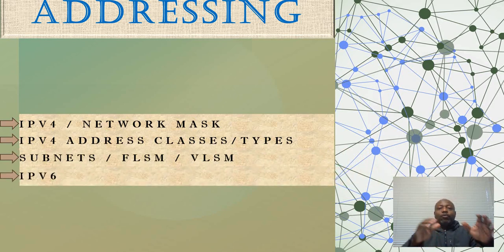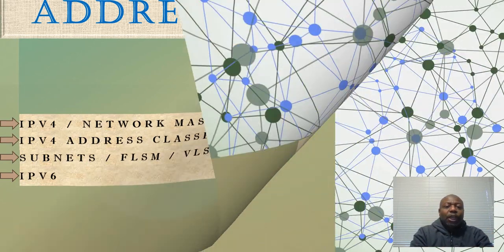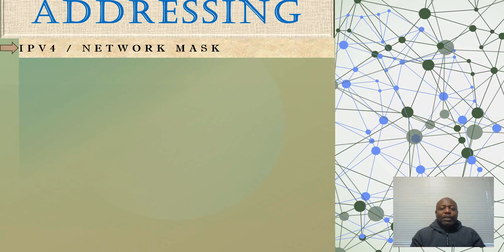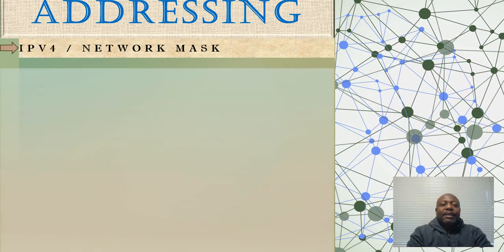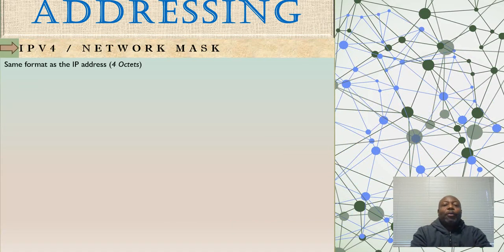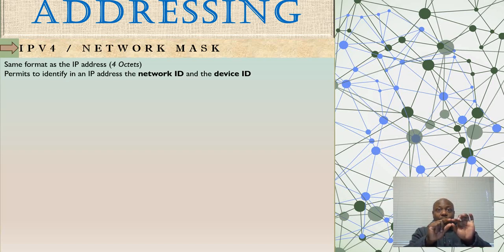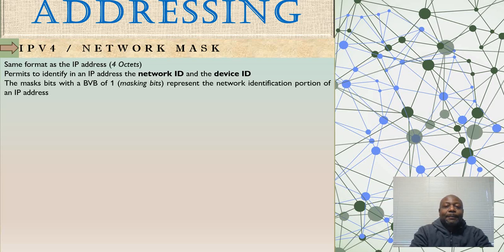The good thing is, when we're talking about network mask, it applies to IPv6 the same way it applies to IPv4. What is important to notice here is that the network mask has the same format as IPv4, that is 4 octets. The reason is that we're going to use that format to identify in the IP address which bits represent the network ID and which ones represent the device ID. That's why we're going to use what we call the masking bits.